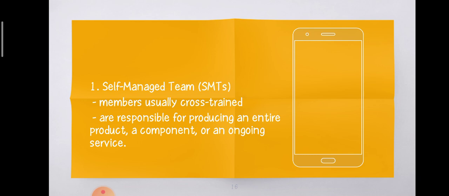So in the event that A is absent, B can substitute, because B has knowledge. Although she's not an expert, she has some knowledge about the work of A. And if B is absent, A can substitute, because A has little knowledge on the work of B. So that is the self-managed team. They are responsible for producing an entire product, a component, or an ongoing service.